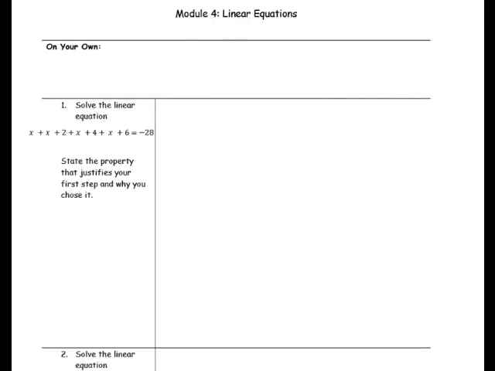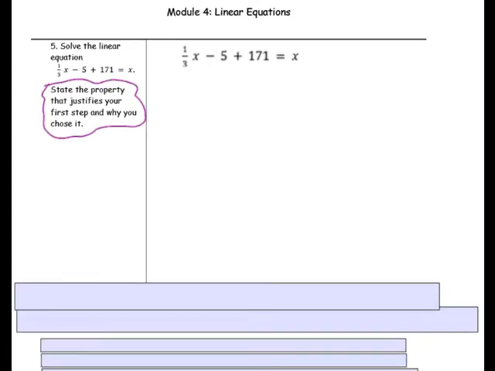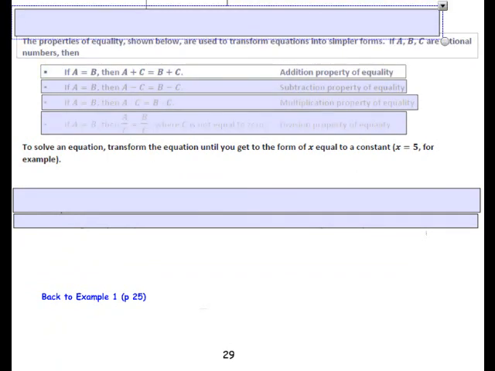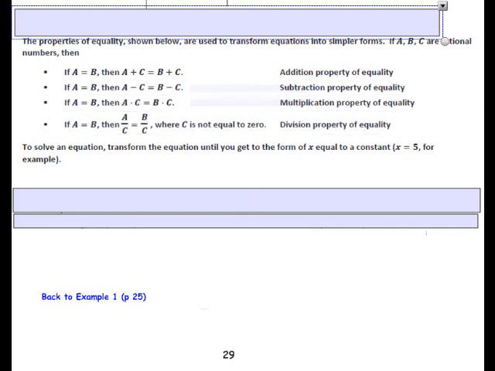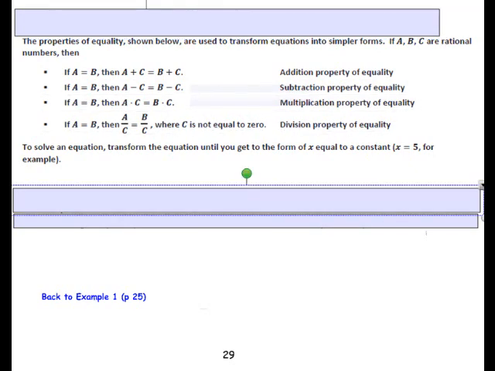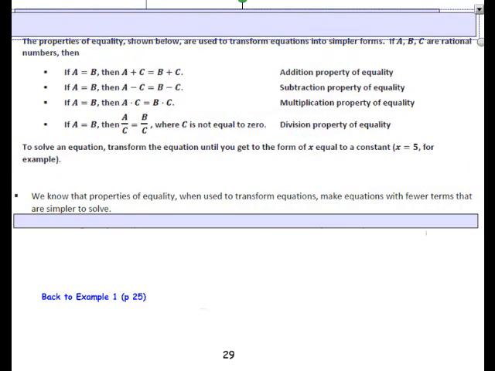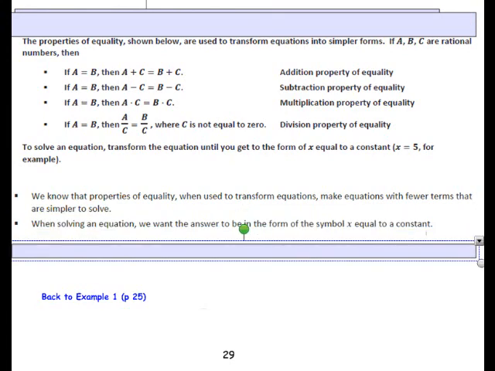We're going to skip ahead now to the summary. We've already filled in quite a bit of it with our properties. So in this lesson, we have learned that we know the properties of equality. When used to transform equations, make equations with fewer terms that are simpler to solve. When solving an equation, we want the answer to be in the form of the symbol x equal to a constant.